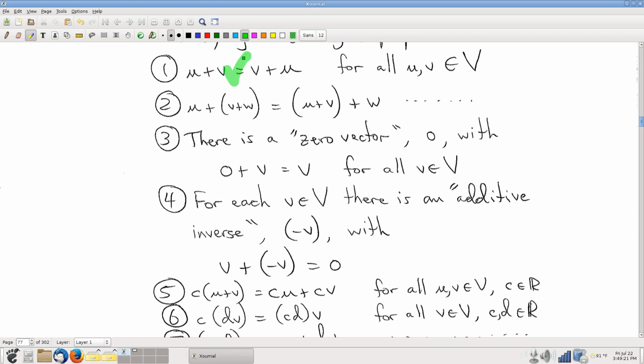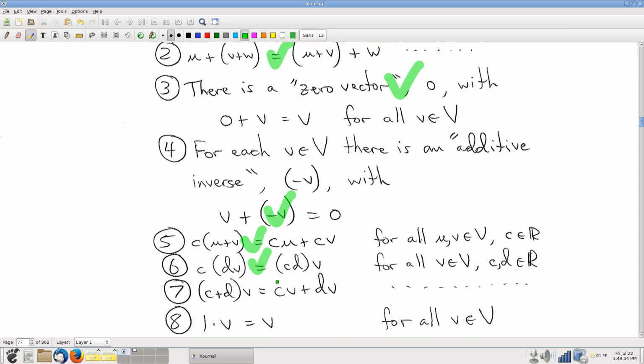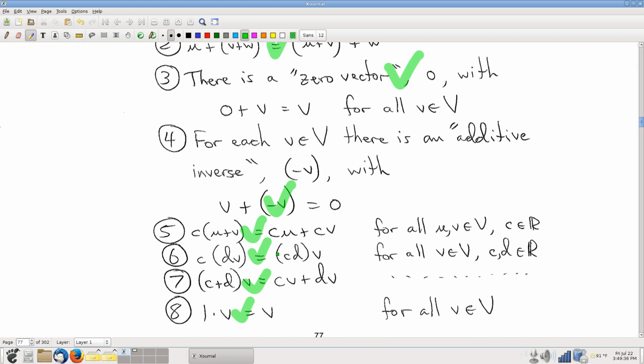This is a true property of vectors in Rn, as is this one. There is indeed a 0 vector. Everything does indeed have an additive inverse, and so on. All these properties are satisfied. And you've got to go through and confirm that. These are easy confirmations.